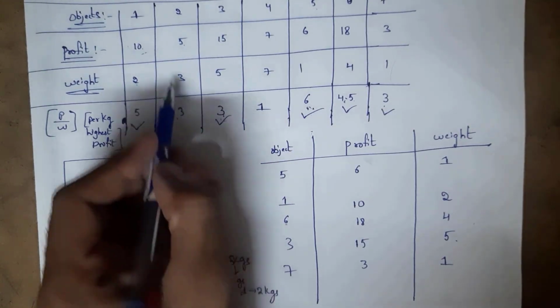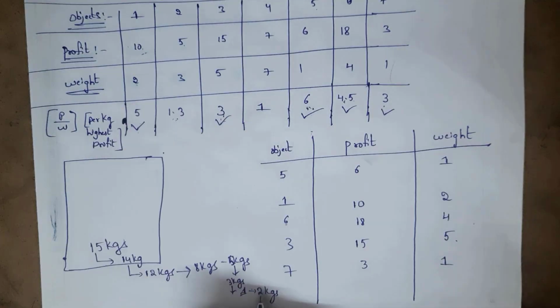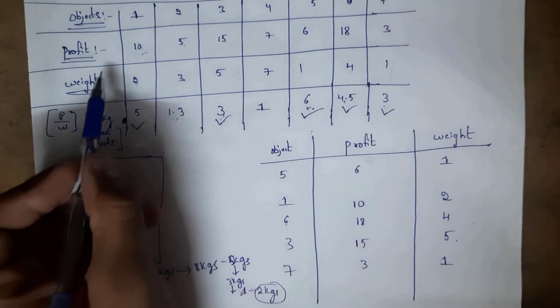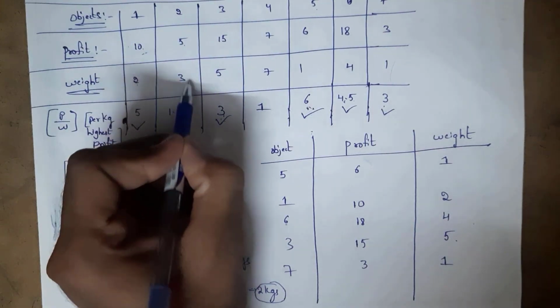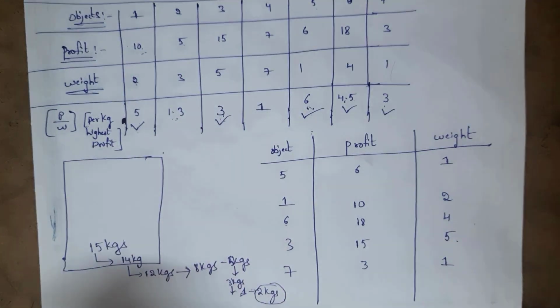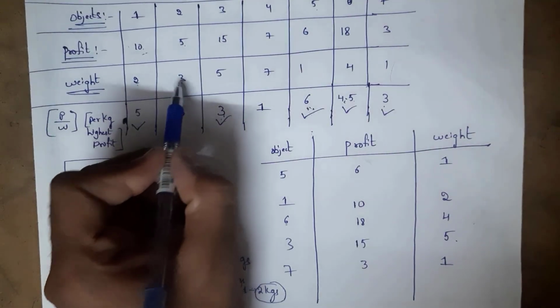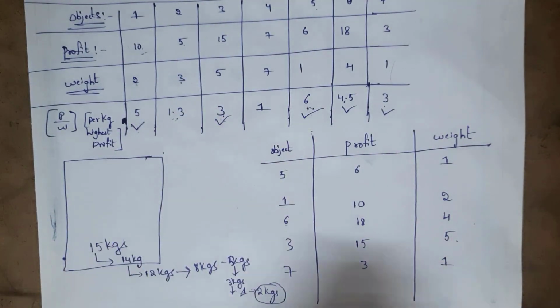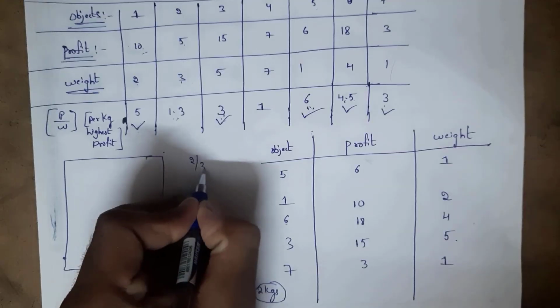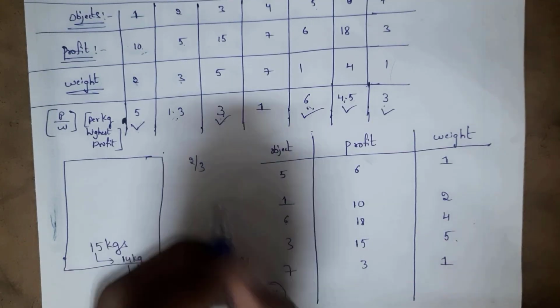So I am selecting this object 2, but here only 2 kgs are left, while the weight of this object 2 is 3 kgs. So I cannot place the entire object. I need to divide it into a fraction. That is, out of 3 kgs, I am selecting only 2 kgs. That is 2 by 3.